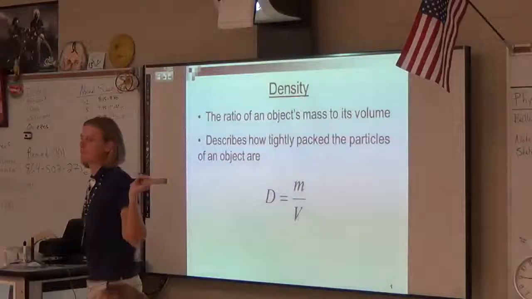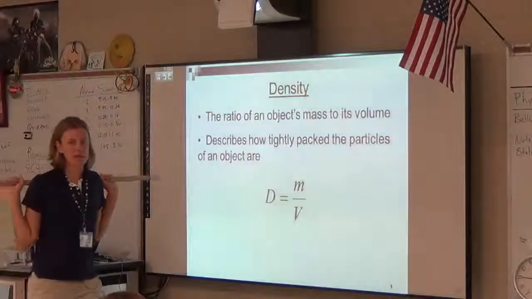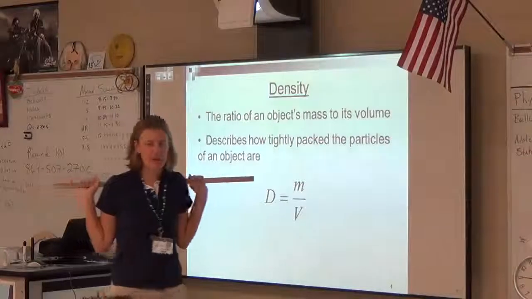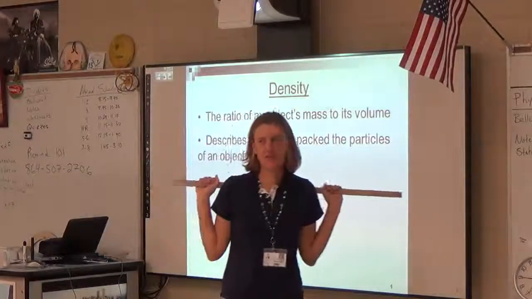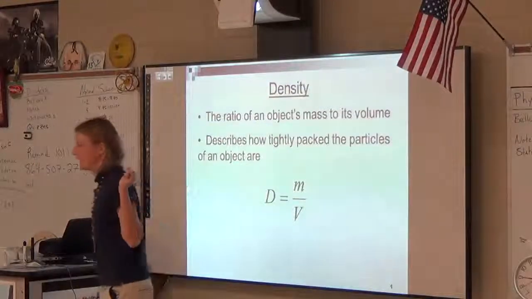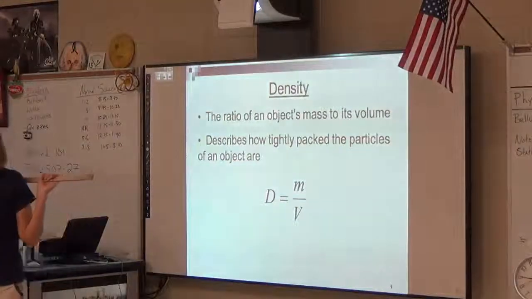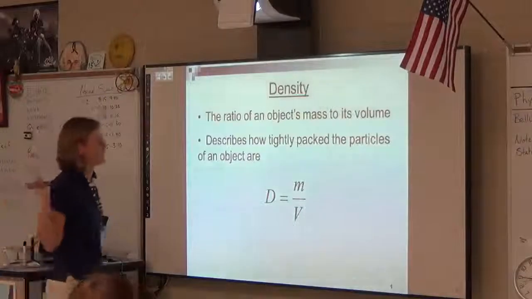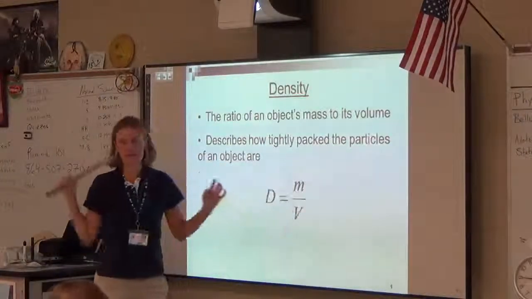Right, so density. Density is not how big an object is. It's not how heavy the object is, but it's a combination of mass and volume in a ratio, mass to volume. So mathematically, that is a formula. You could actually calculate the mass, calculate the volume, and divide and get the density of that object.